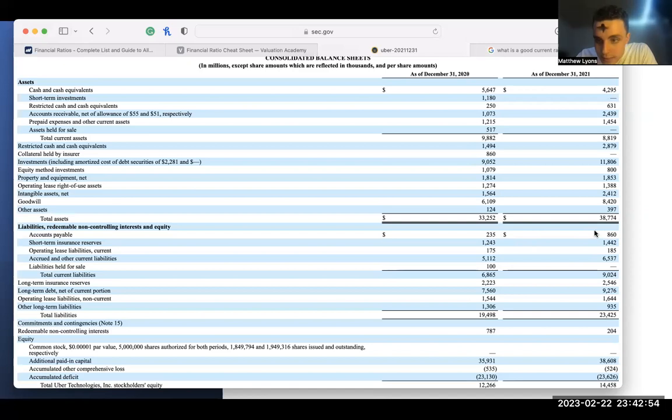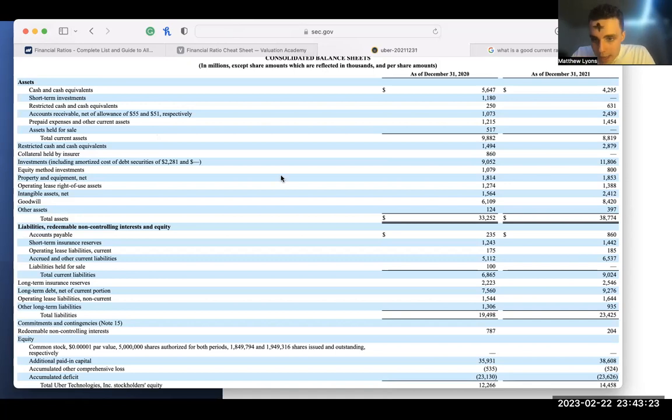Operating lease, that's not a big difference. Accrued and other current liabilities, that went up by quite a bit. That's something to consider. Liabilities held for sale, that went down. So liabilities held for sale, again, that sounds to me like they're looking to get cash. They sold all that off. And again, a lot of this stuff's intimidating. And this is going to be even more intimidating, what I'm going to tell you to do, but it's worth your while.